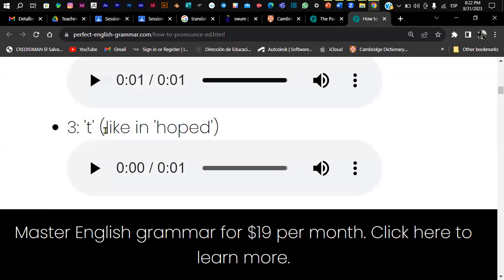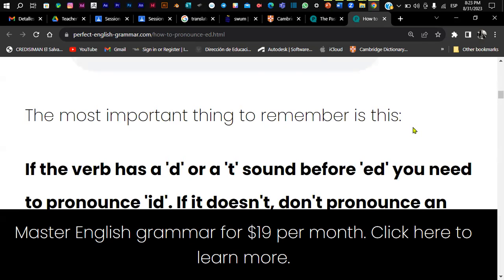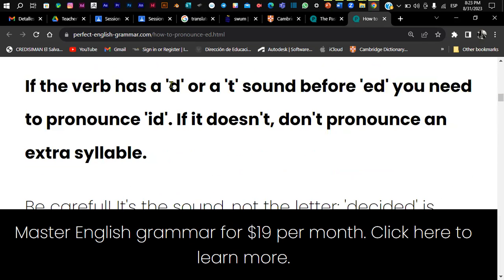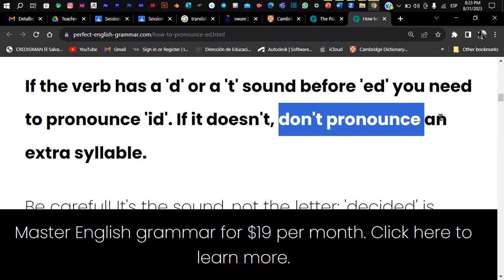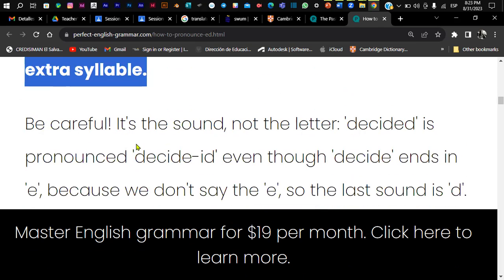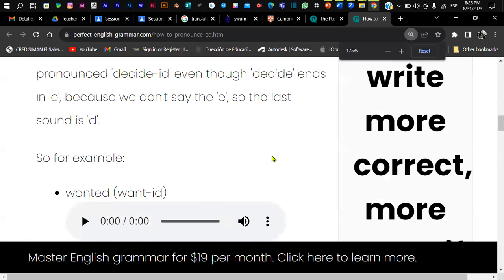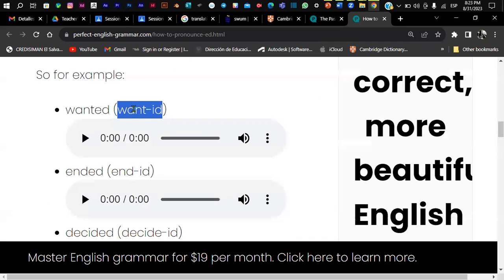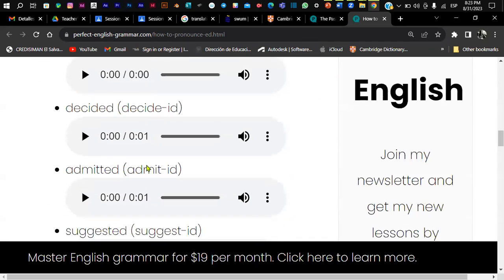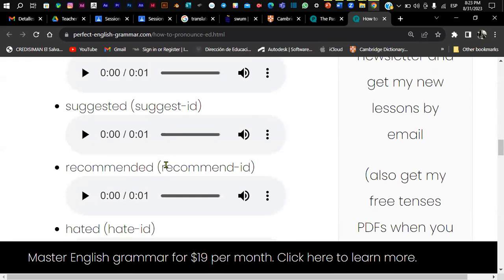And finally, the letter T. Like hoped. Hoped. And that's it. Okay, the most important thing to remember is this. If the verb has a D or a T sound before ED, you need to pronounce ID. If it doesn't, don't pronounce an extra syllable. You can check this link, guys, to have more things to take into account when using the participles of the regular verbs.